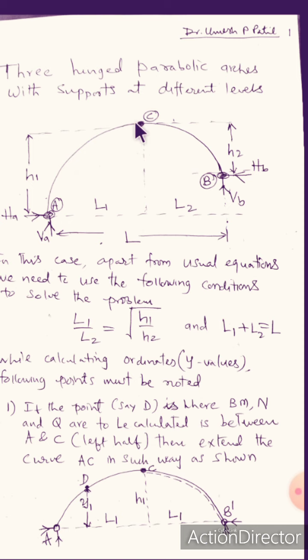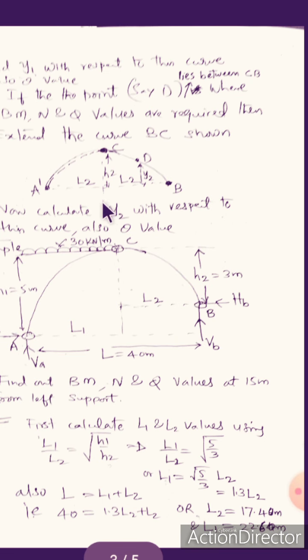Similar situation will be there if you want this side. You have to extend this curve on this side, which will be L2 and L2. You can see here, this is L2 and this is L2. Similarly, you can extend this curve if you want to calculate the Y ordinate when the point D is in between C and B. This will be more clear when we start solving the actual problem.